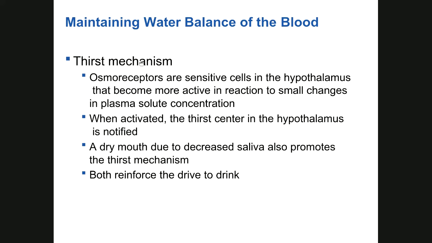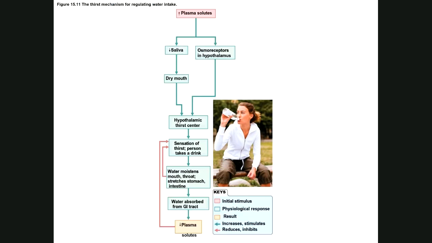It also stimulates thirst, so you will drink, and this sensation is also, when the mouth is dry, it can also make you feel thirsty. So here, an increase in the plasma solutes, which means dehydration, reduces the saliva and leads to a dry mouth. So dry mouth can also stimulate the hypothalamic thirst center. And the osmoreceptors also in the hypothalamus will be stimulating the thirst center.